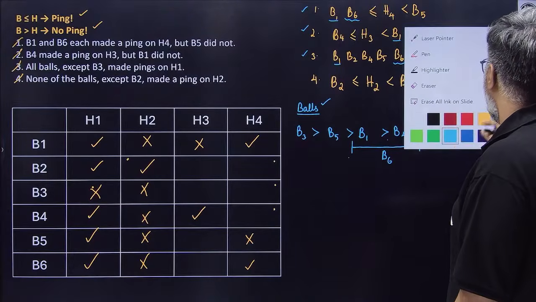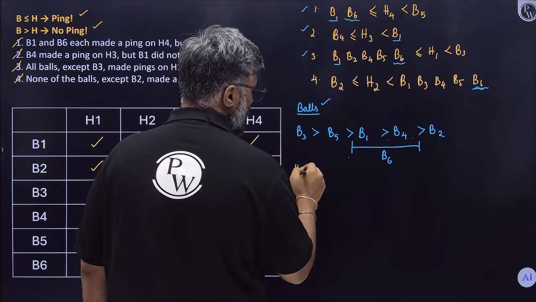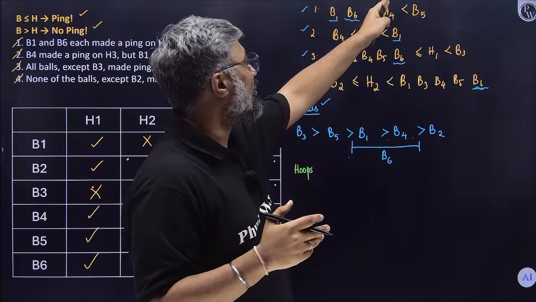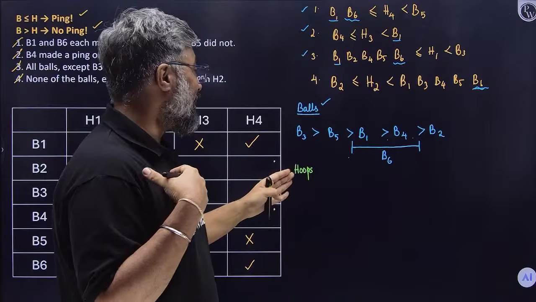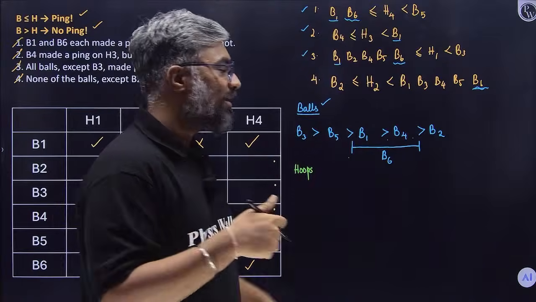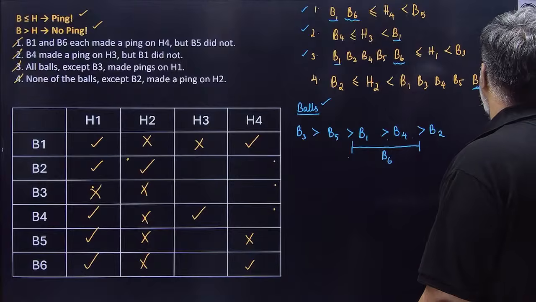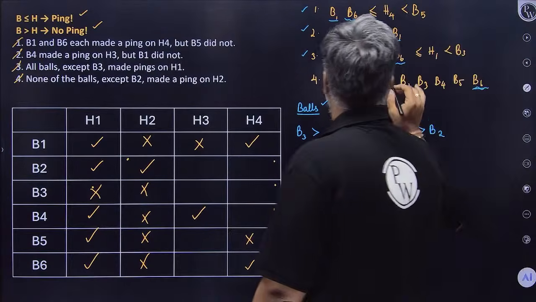Now, let's try to place the hoops. What do I know about the hoops though? I don't know the hoops H4, H3, H1, H2 separately, but I know for sure that I can place them somewhere here. So let's try to combine hoops directly here itself.